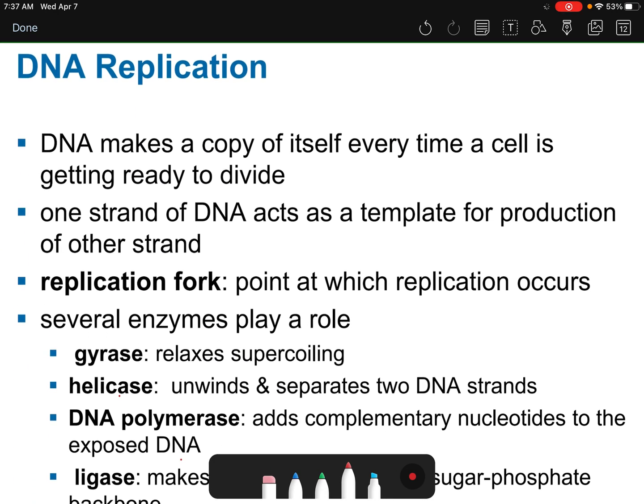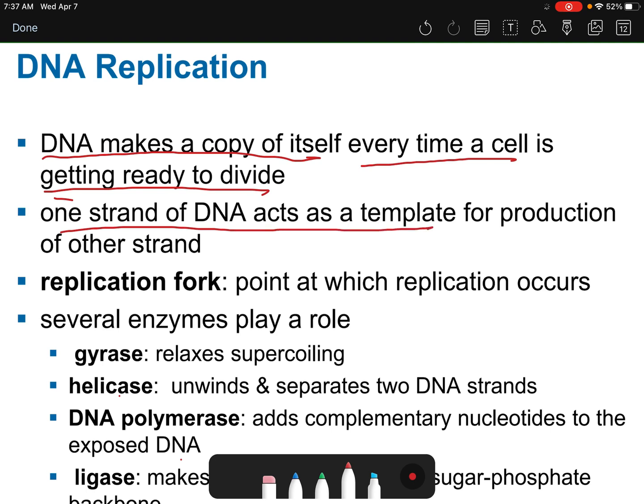So DNA replication, simply, DNA makes a copy of itself, and it has to do that every time a cell is getting ready to divide. Okay? Every time a cell is getting ready to divide, because if that cell doesn't have DNA, it won't have the genetic instructions for how to function. So one strand of DNA acts as a template for the other strand. And the place where replication starts is what we call the replication fork.